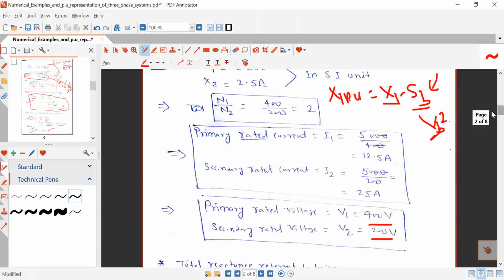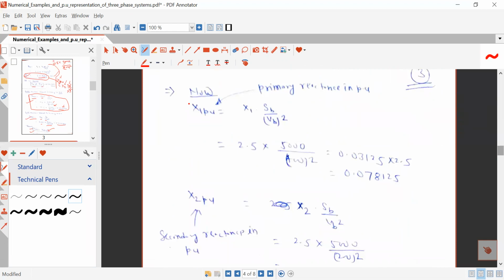So the individual reactance, the primary reactance, can again be converted into per unit by using the same formula. Here the actual value will be 2.5. SB is given as 5 kVA in the problem. VB for the primary side will be 400 volt. After calculation, you will get this result.